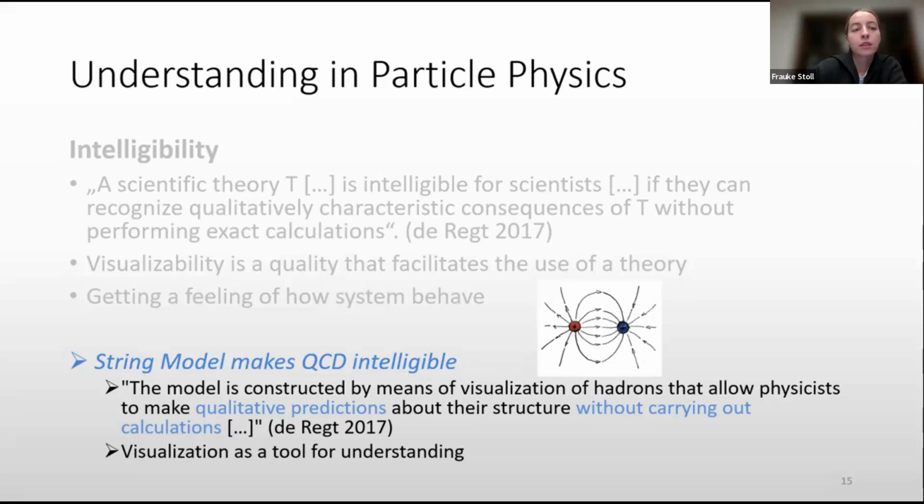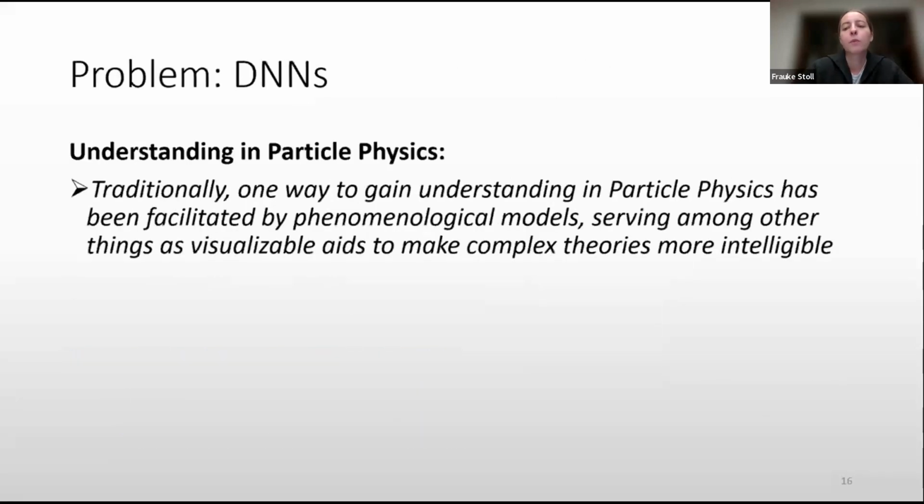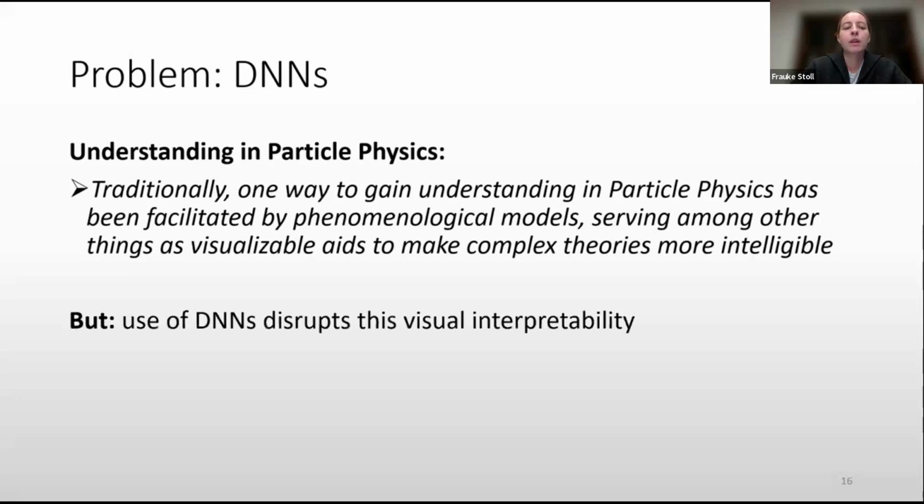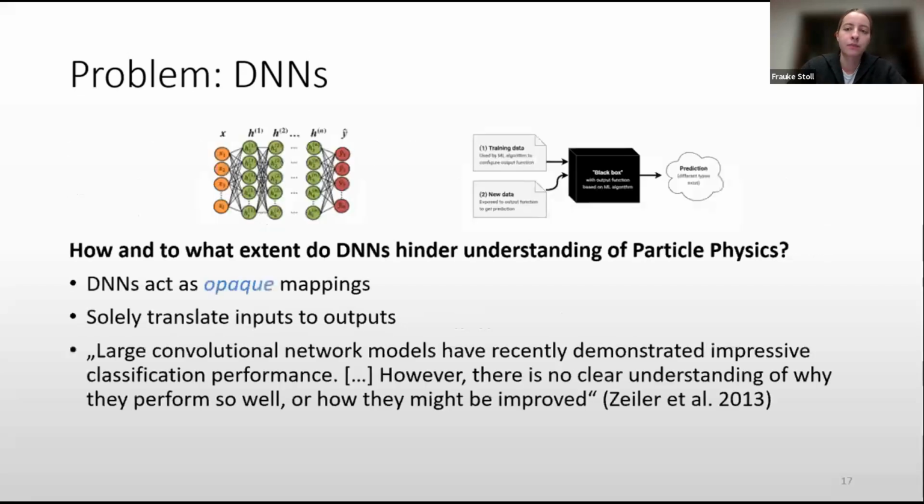So to wrap up what I said about understanding in particle physics, what we have established until now is that in particle physics, traditional models and phenomenological models are used to understand something. However, traditional models are explanatorily deeper. Both of them, however, serve, among other things, as visualizable aids to make complex theories more intelligible. And so for understanding with, we need this intelligibility. And the problem now is that the use of deep neural networks disrupts this visual interpretability. And with that, we come to the third part, the problem of deep neural networks for understanding.